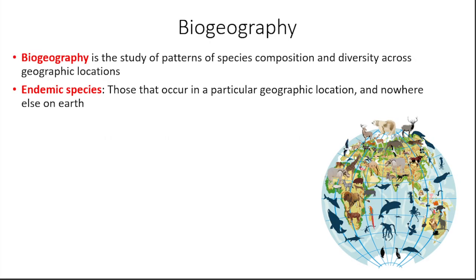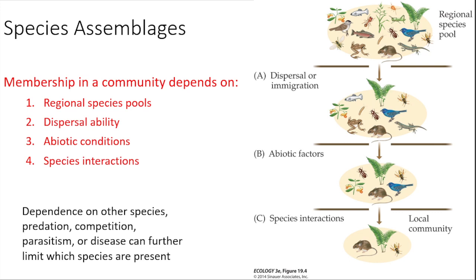So biogeography is the study of patterns of species composition and diversity across geographic locations. Endemic species are those that occur in a particular geographic location and nowhere else on Earth. Members of the community depend on regional species pools, diversity, dispersal availability, abiotic conditions, and species interactions.